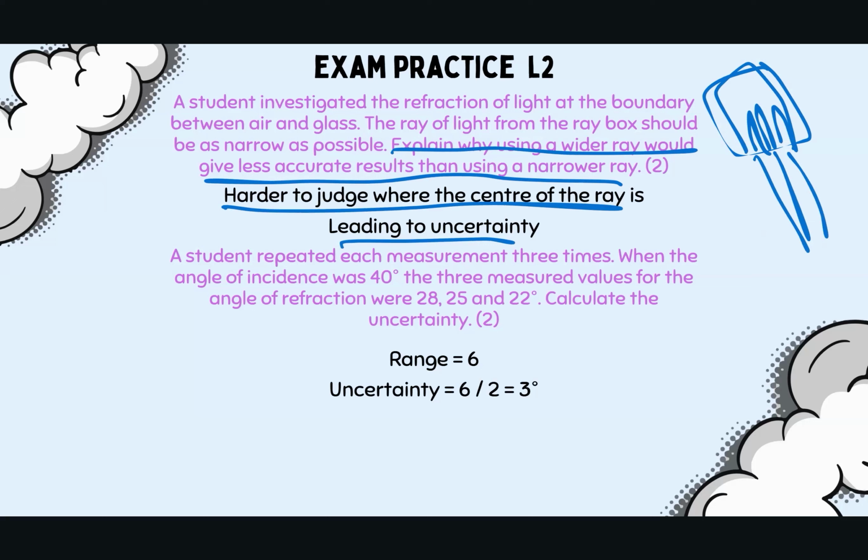Now here it says calculate the uncertainty. So what do we need to do? Find out the range. We've got 3 bits of data here, 28, 25, 22. So the range is 6. Divide that by 2, and our uncertainty is plus or minus 3 degrees.